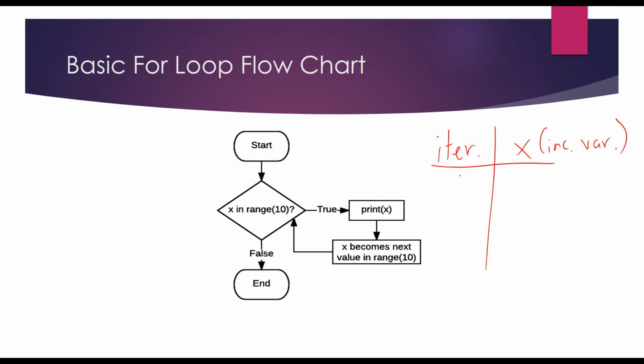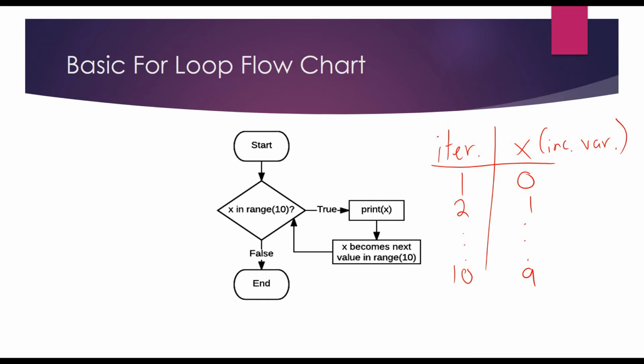Now in the first iteration, x is going to be the first value in range 10. So it's going to be 0, because range 10 starts on 0. Then in the second iteration, x will be 1, because it becomes the next value in the range, and so on. So we'd go all the way down to iteration 10, where x is not 10, but is 9, because range 10 only includes up until 9. So that's how our for loop works.